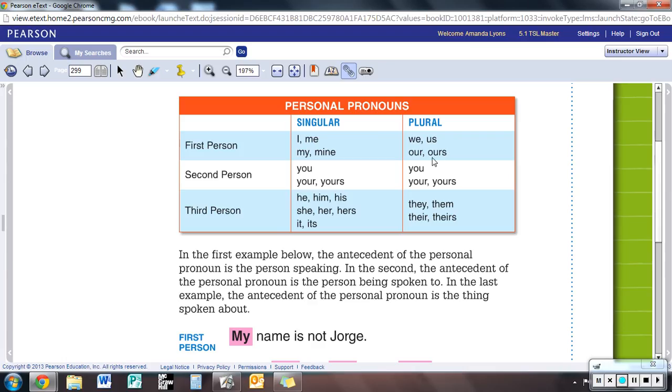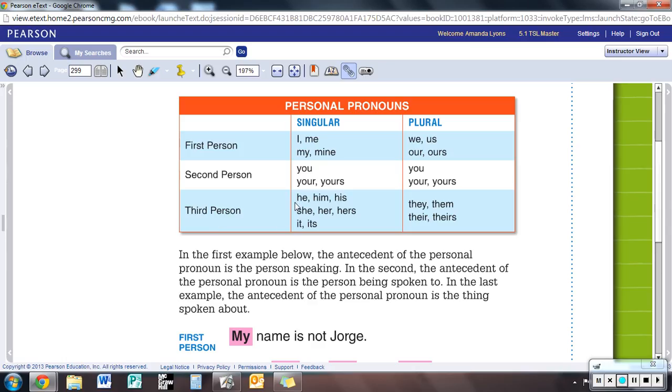Second person, it's rare to write in second person, but it's easy to remember that second person uses those words you, your, and yours. And notice that they are both singular and plural. You don't have to change anything to show whether it's singular or plural. But third person is a different story. You're talking about someone or something, and they're not the person spoken to. You're speaking about that person or that thing.